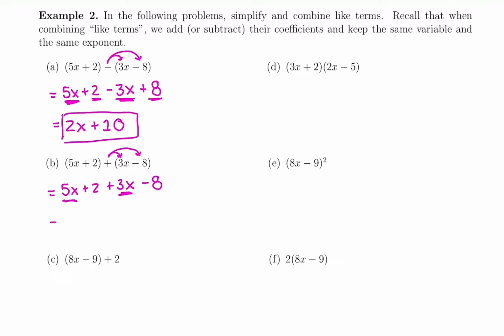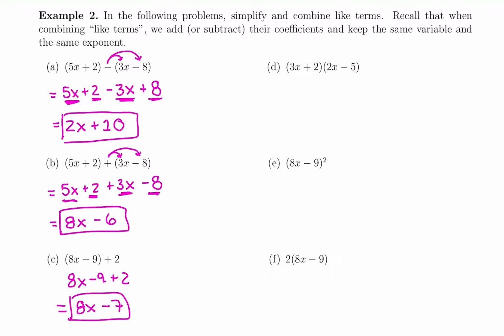So 5x plus 3x gives me 8x. And 2 minus 8 gives me negative 6. Same thing with these. I'm going to do 8x minus 9, and then I'm just adding 2 at the end. So I have to think about what to combine. That 8x is by itself, but then we have negative 9 plus 2 is going to make it negative 7. So there's some addition and subtraction with x's and just regular numbers.